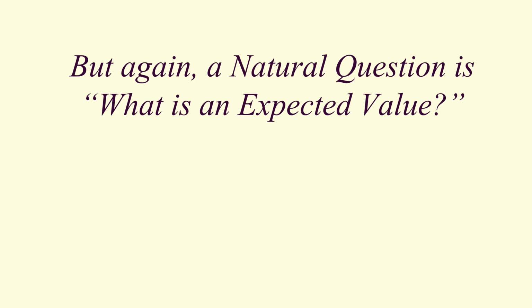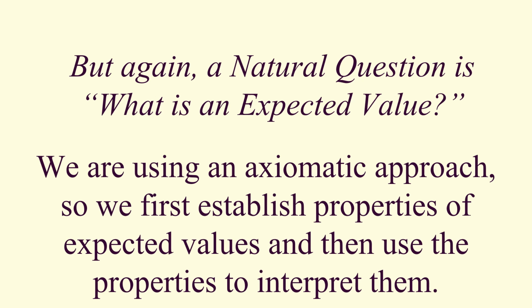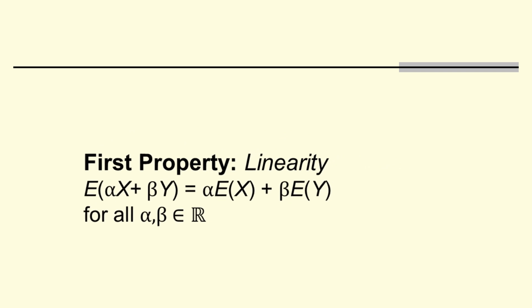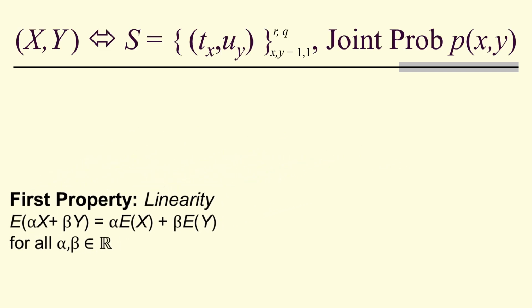But again, a natural question is, what is an expected value? So we're going to use an axiomatic approach to establish properties of expected values, and then we'll use those to interpret and answer this question. The first property is linearity. So how do we prove linearity?